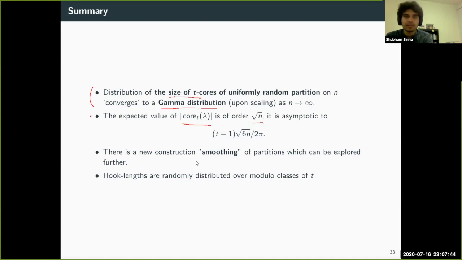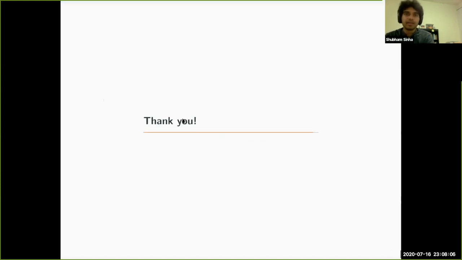Then there's the third one, where we construct this new object called the smoothing of a partition, which I feel can be further explored. And the fourth part is we showed that the hook lengths are randomly distributed modulo classes of t. Okay, thank you everyone.